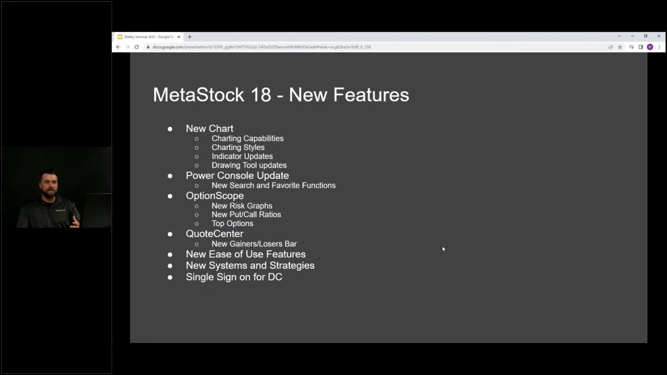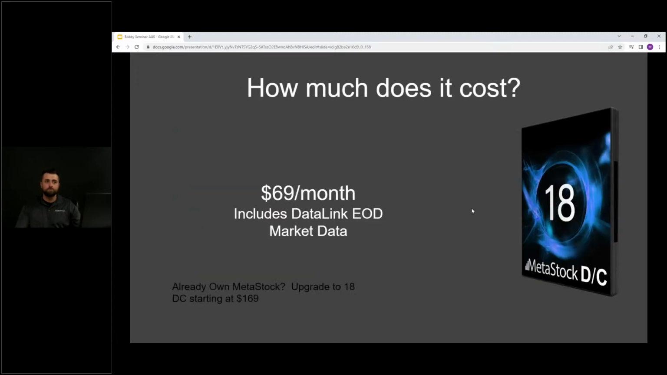But overall, you're looking at a whole new charting engine, updates in the Power Console, updates to Option Scope in the Quote Center, tons of quality of life and new ease of use features, new system tests and strategies, even updates to being able to just log into MetaStock that makes it even easier now.